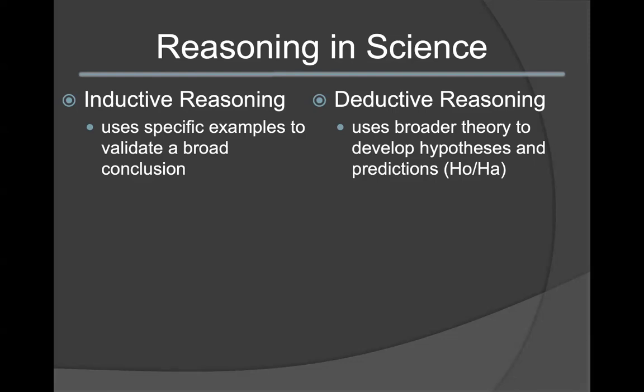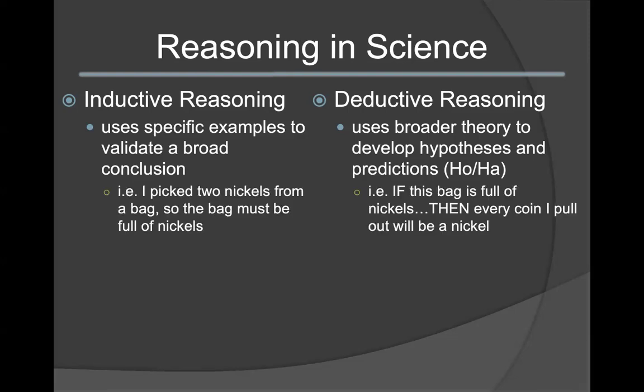Null hypotheses usually refers to there being no effect of whatever you're testing, while the alternative is what that effect is and what it would cause in your system. So an example of inductive reasoning would be, say I picked 2 nickels from a bag, so because I picked 2 nickels from the bag, I inductively reason that the bag must be full of nickels. But deductive reasoning, on the other hand, would state that, well, if this bag is full of nickels, then every coin I pull out will be a nickel.